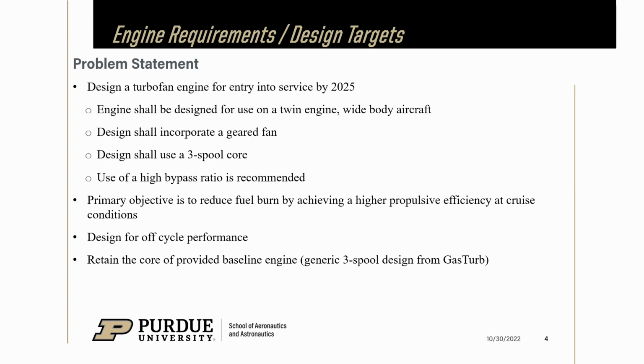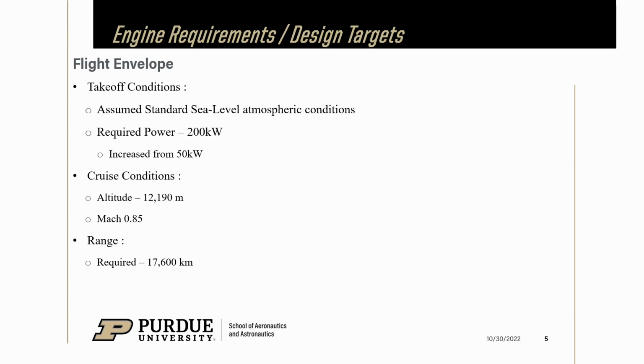All of this is done to achieve overall reduction in fuel burn by achieving a higher propulsive efficiency at cruise conditions. But it is important that we design for off-cycle performance as well. Additionally, we are required to retain the core of the provided baseline engine, which is a generic 3-spool design from gas turbine. Kevin will discuss the rest of the design requirements, starting with the flight envelope.